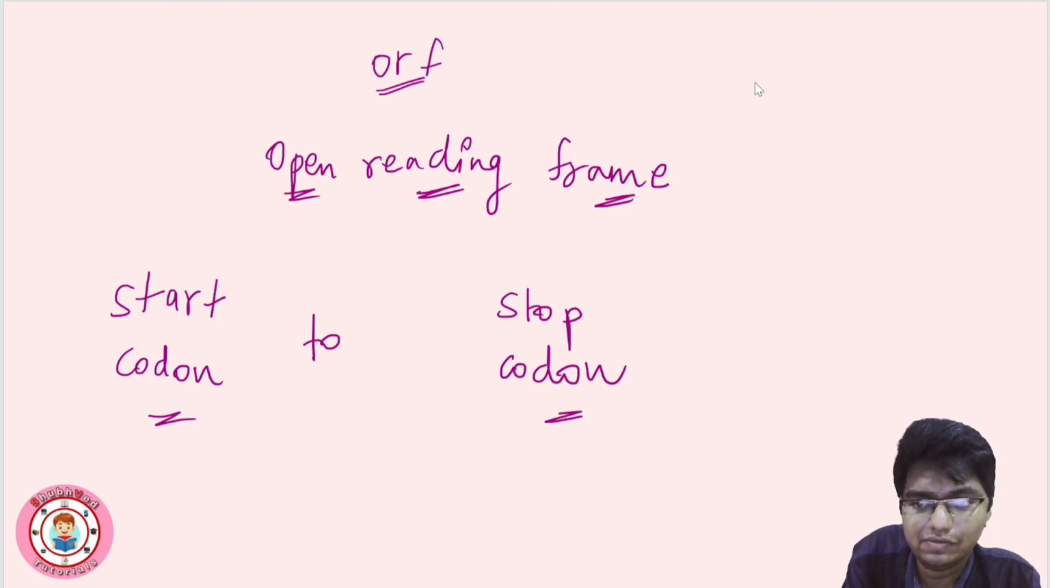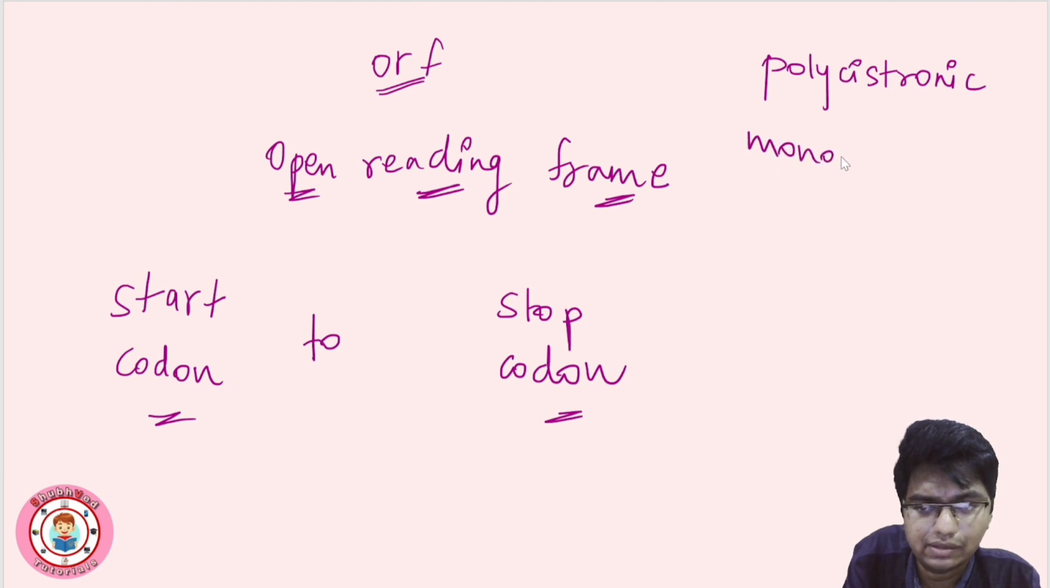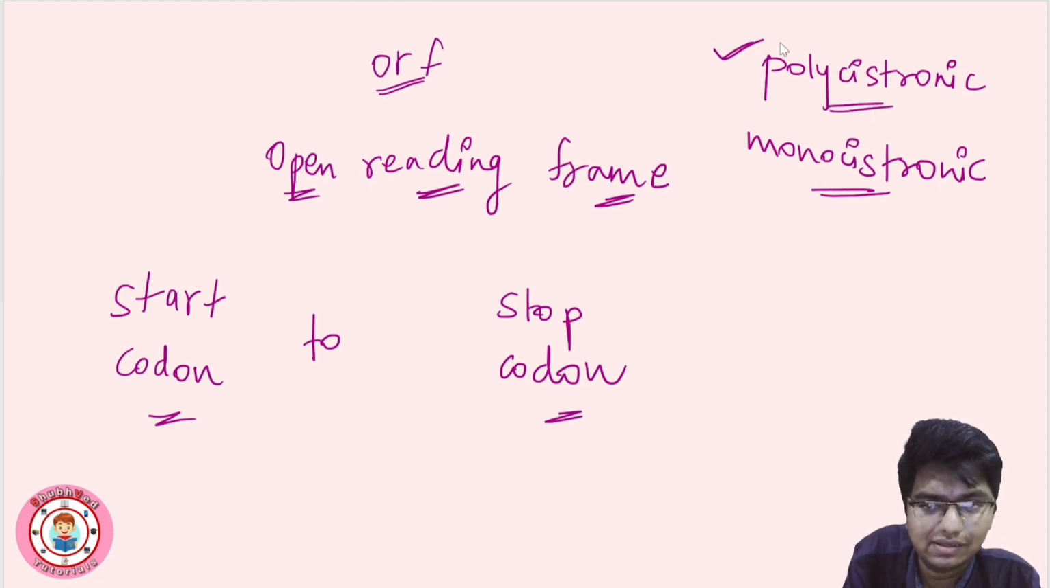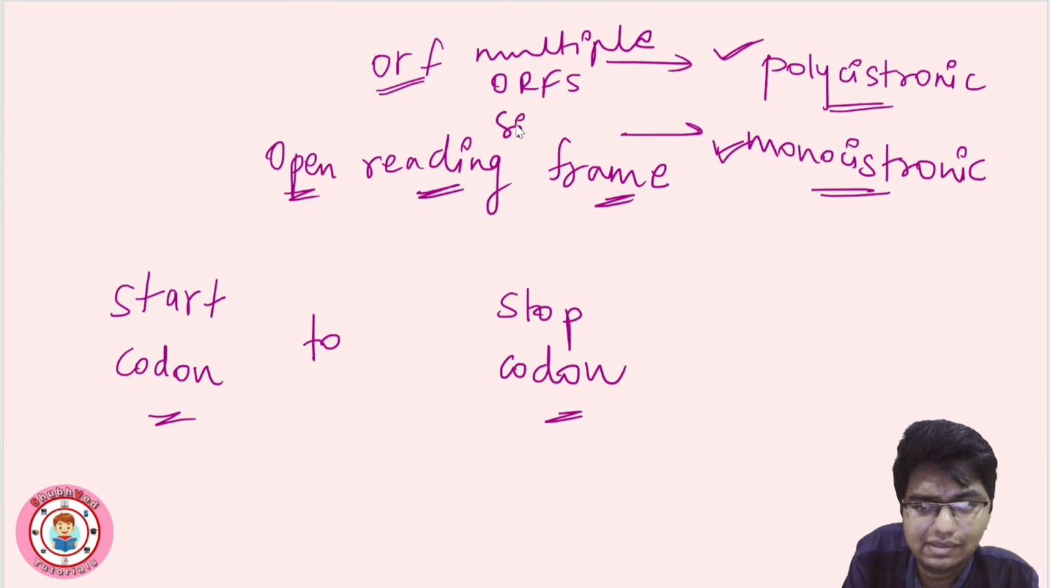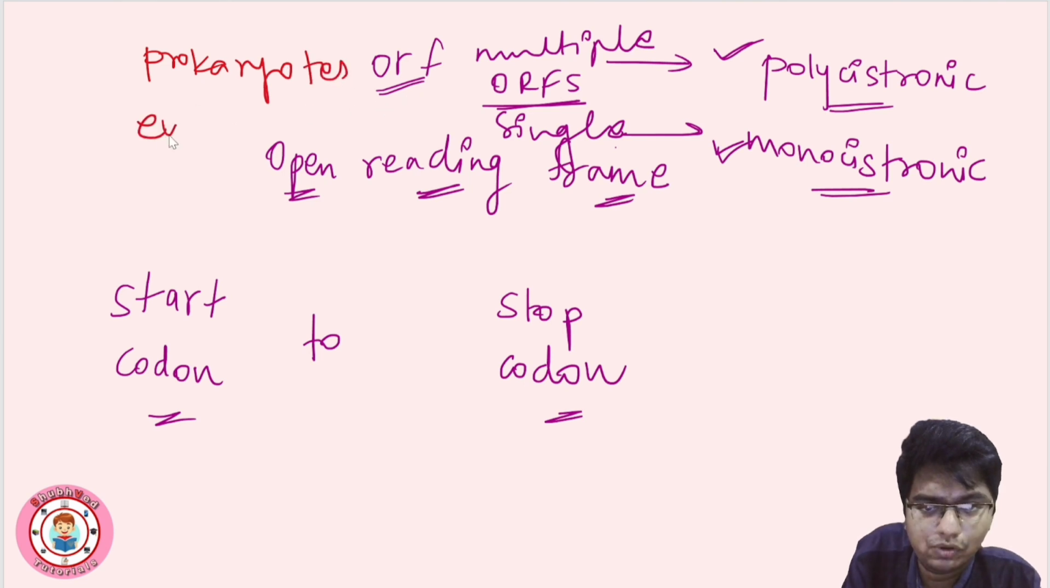Then there are more terms: polycistronic and monocistronic. Poly means many genes, many ORFs, with a start and stop for different genes. Monocistronic means there is a single start codon and single stop codon, a single ORF. Polycistronic is seen in prokaryotes, and monocistronic in the case of eukaryotes.